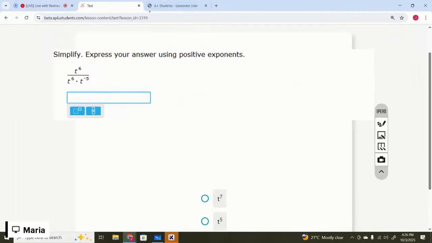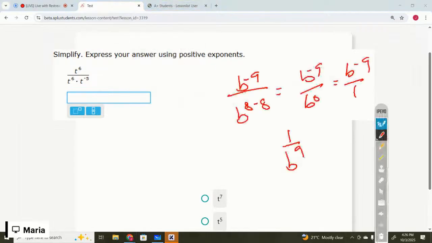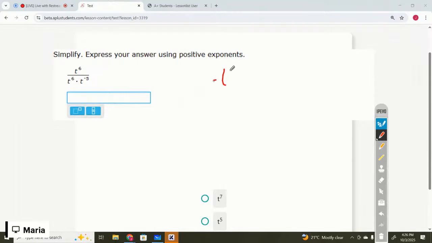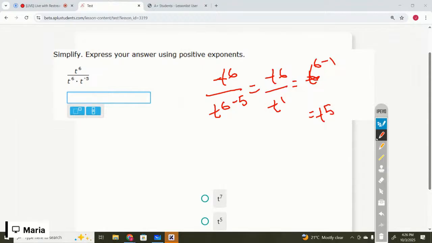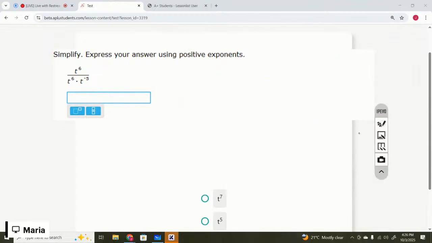T6 divided by T6 times T negative 5, that is T6 divided by T6 minus 5, that is T6 over T1. Now we have to do T6 minus 1, that is T exponent 5. Option number 2 is the correct option.